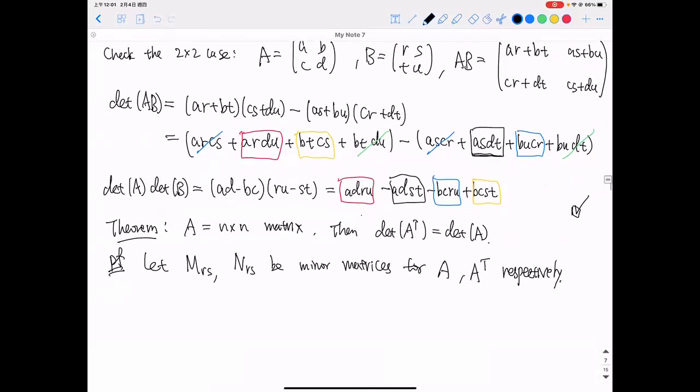Okay, then you just check that if you look at the ij minor, this is the ij minor for A, and that's the ji minor of A transpose. Right, you check this, it's a fairly straightforward thing to check.